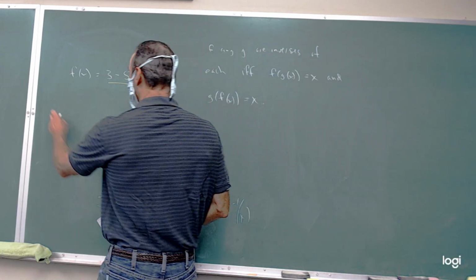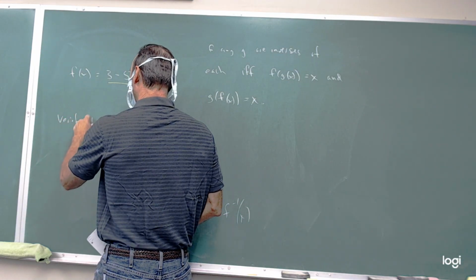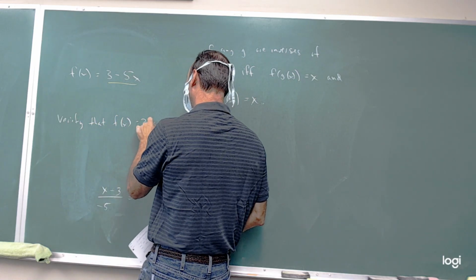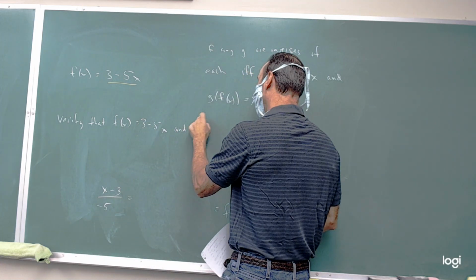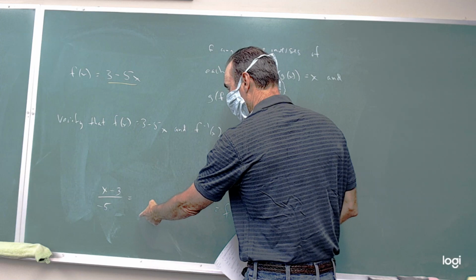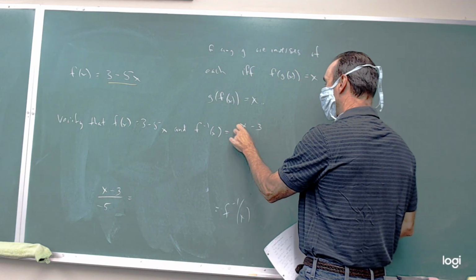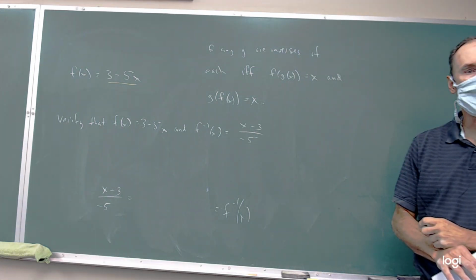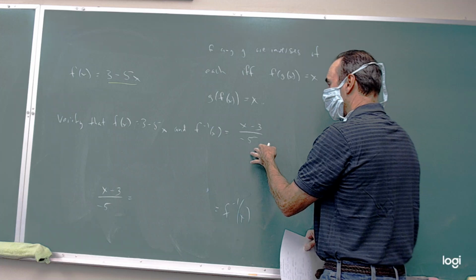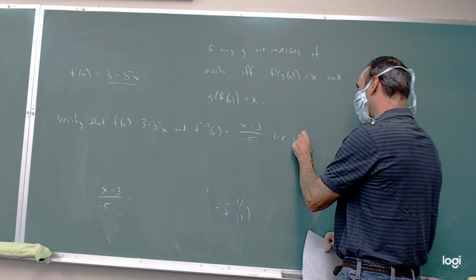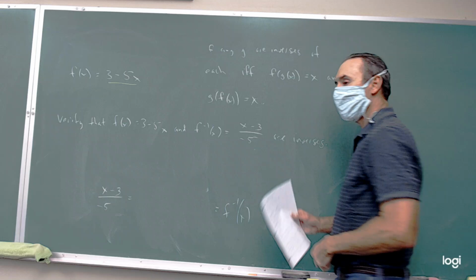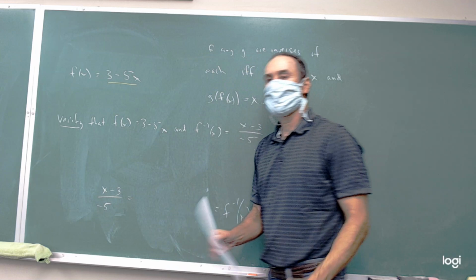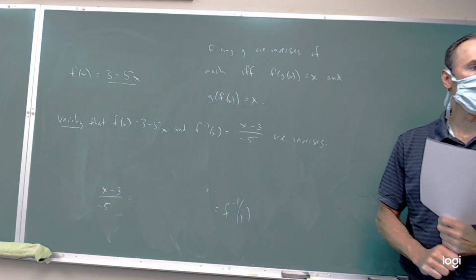So I will ask you sometimes to verify that f of x equals 3 minus 5x and f inverse of x, which we're calling f inverse of x, and I'm going to go back with the way we originally got it because I'm imagining that's probably the version that most of you came up with on your own, and f inverse of x are in fact inverses. So if you are asked to verify, that's like a proof. That means prove that these two functions really are inverses.